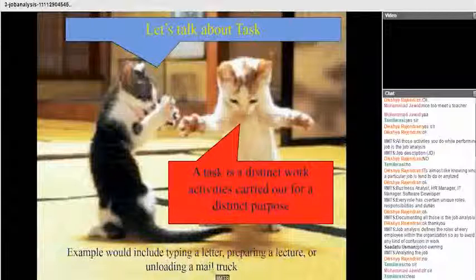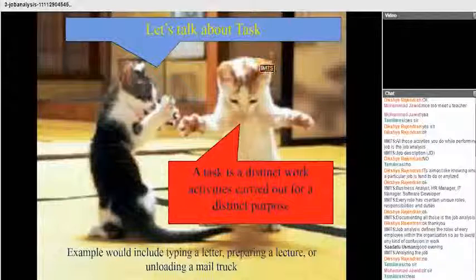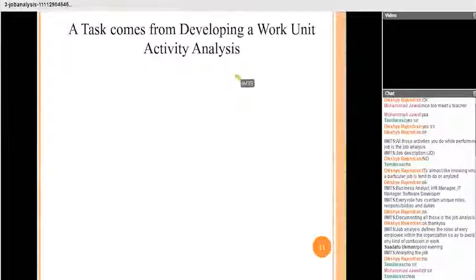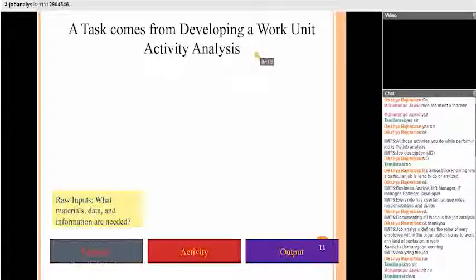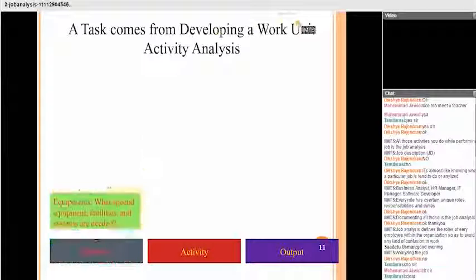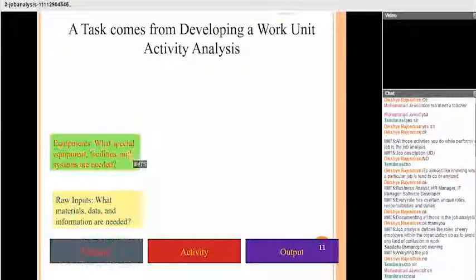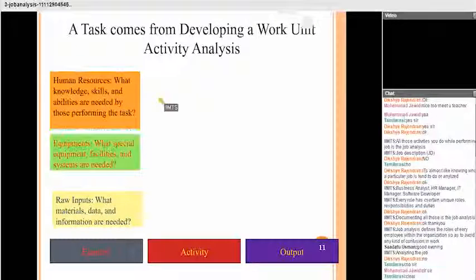Examples would include typing a letter, preparing a lecture, or unloading a mail truck. A task comes from developing a work unit activity analysis: element, activity and output. What is the element? Raw input: what materials, data and information are needed. Equipment: what special equipment, facilities and systems are needed for carrying out the task. Then human resource: what knowledge, skills and abilities are needed by those performing the task.